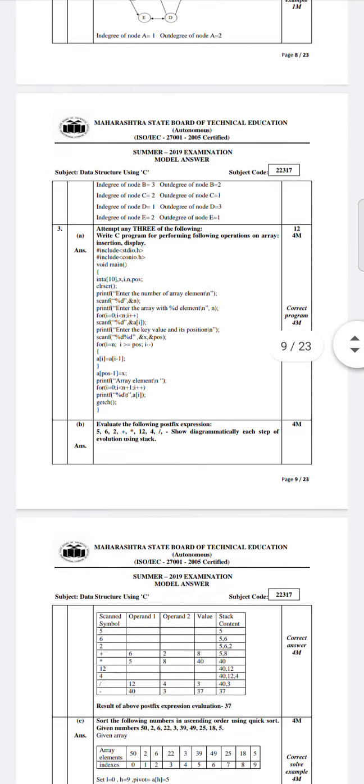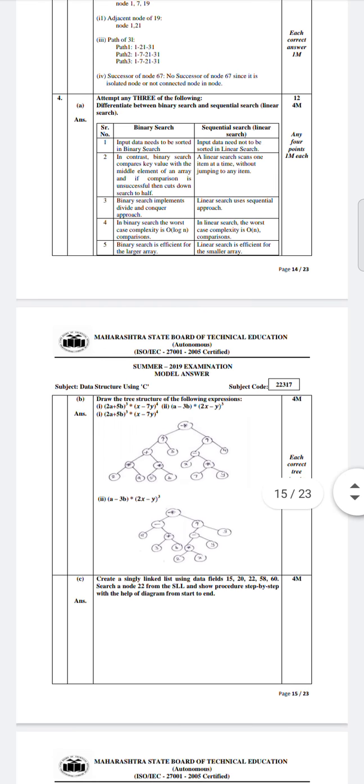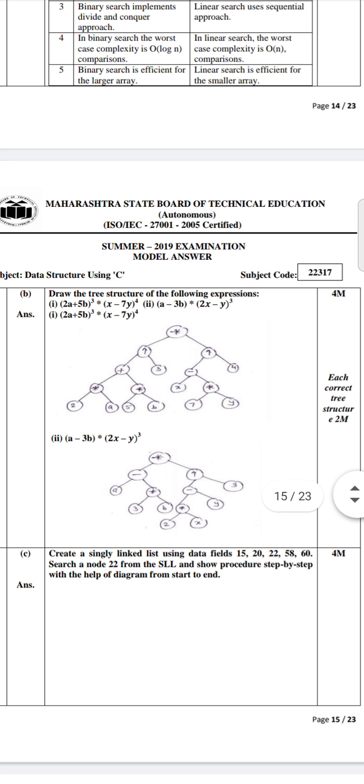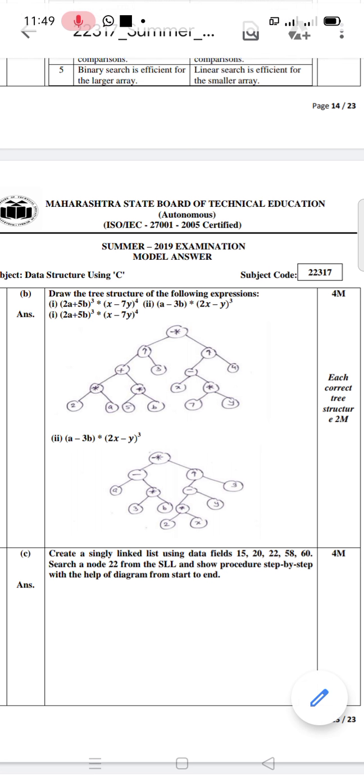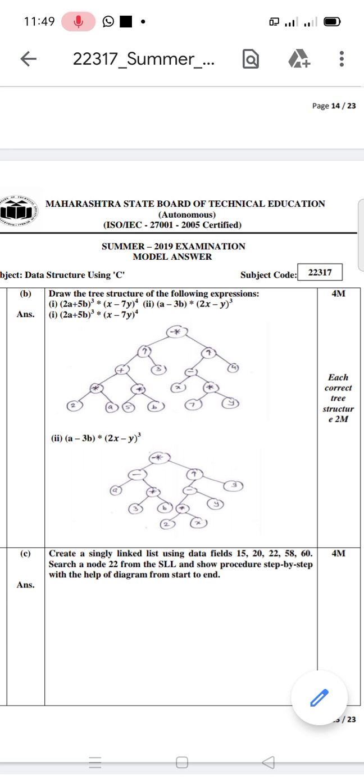Again it is on an expression tree only. The question has two sub questions. Draw the tree structure for the following expressions. They have given two small bits. I think we have solved the first bit, so we try to solve the second bit, or you can take the first bit as your homework. The bit is a minus 3b multiplied by 2x minus y raised to 3. This is our expression.